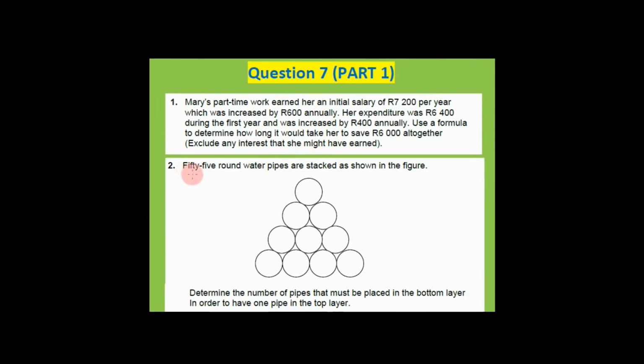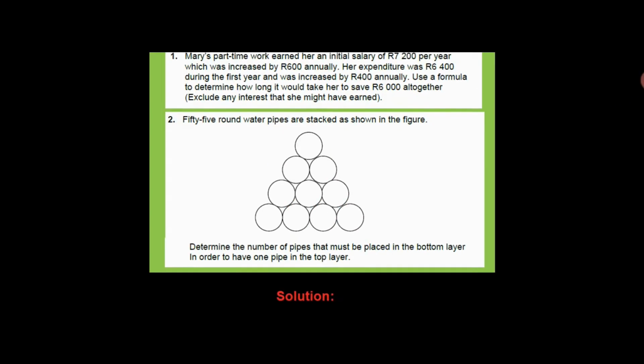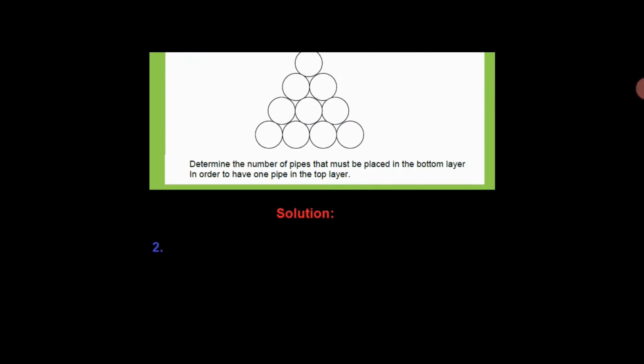So in the second question it says 55 round water pipes are stacked as shown in the figure. Determine the number of pipes that must be placed in the bottom layer in order to have one pipe in the top layer. So let's look at the solution to this.